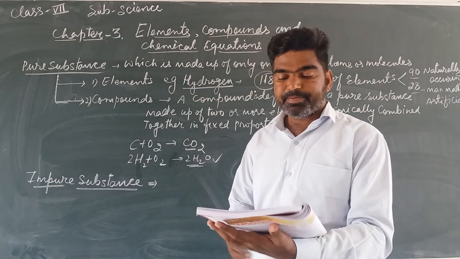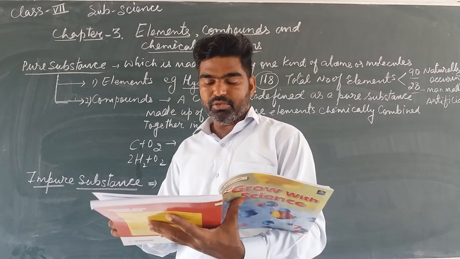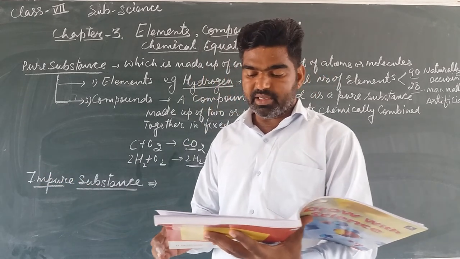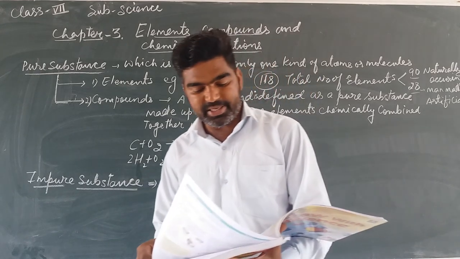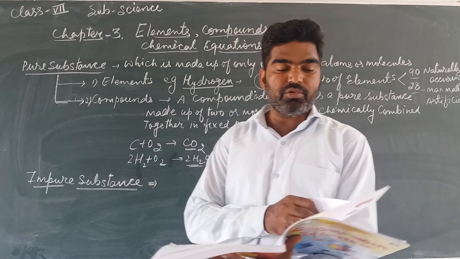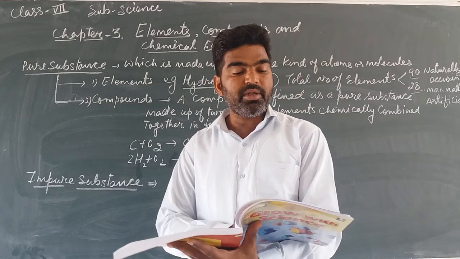All these things. Now everybody, you go through the table 33: elements, compounds and mixtures. The properties or the characteristics of all these are given. So everybody please note down in your notebook.